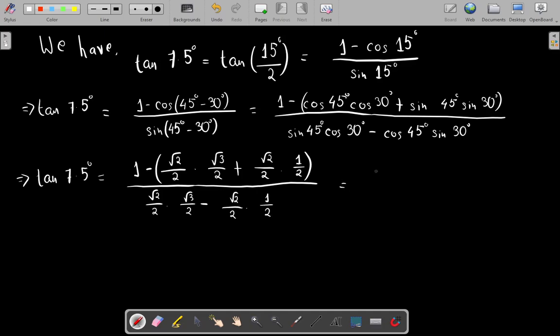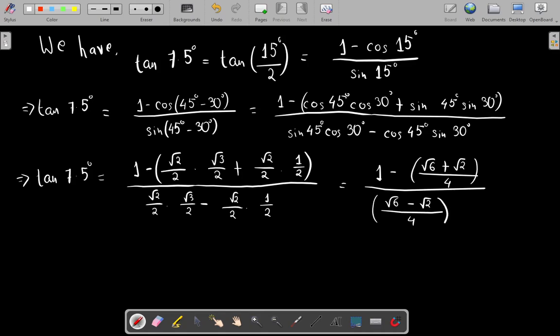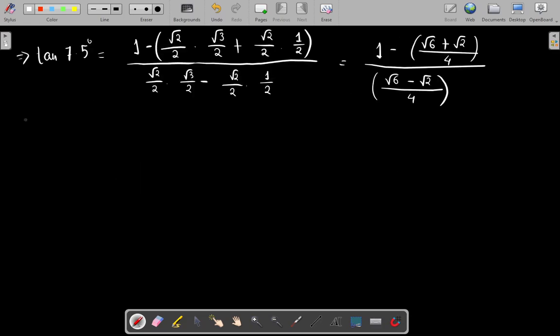In the numerator we now have, the denominator will be the same, which will be 4 here. You can take the product of the numerators. Root 2 times root 3 will be root 6, plus root 2 times 1 is root 2, divided by 4, upon root 2 times root 3, which is root 6, minus root 2 times 1 is root 2, upon 4. So we have this expression, and it is simplifying. Let's see what happens further.